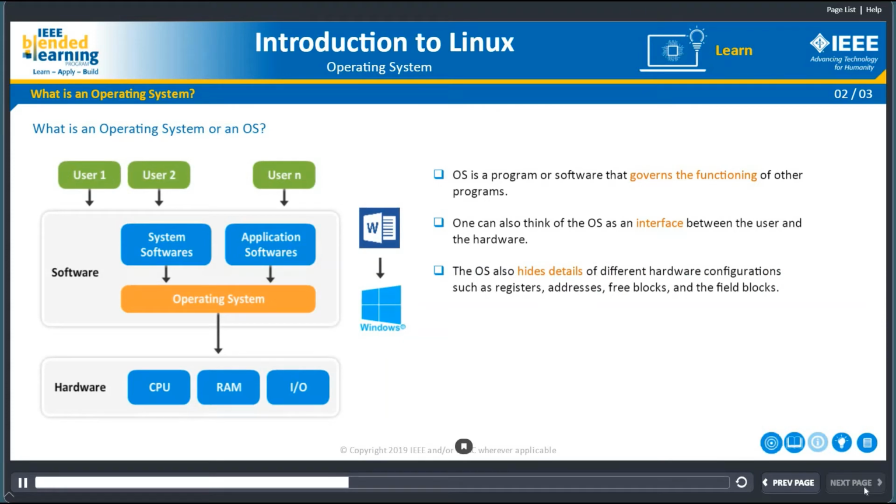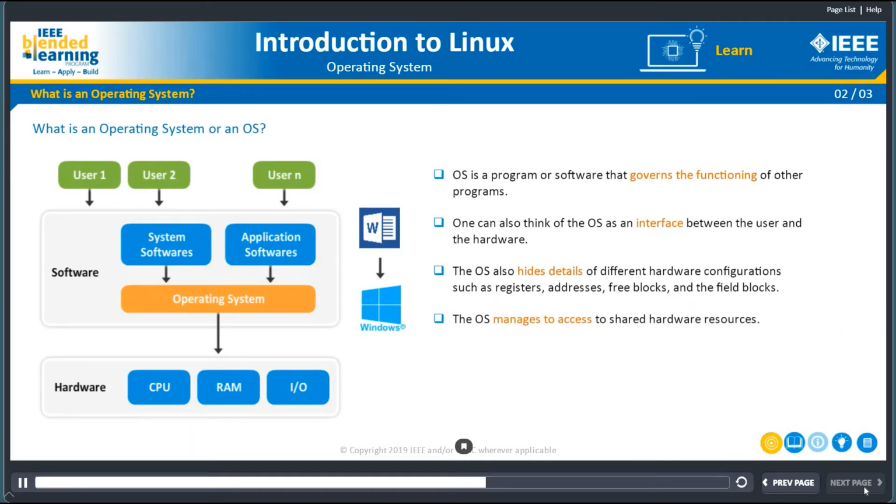The OS also hides details of different hardware configurations, such as registers, addresses, free blocks, and the field blocks. For example, if the user wants to use a register or any other information related to the hardware, then they can use this information via APIs. These APIs are provided by the OS.